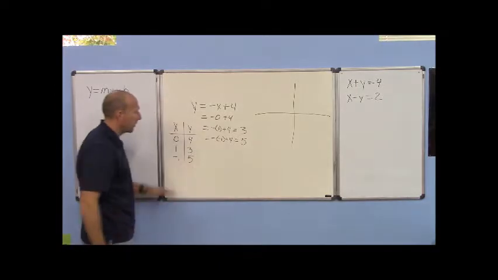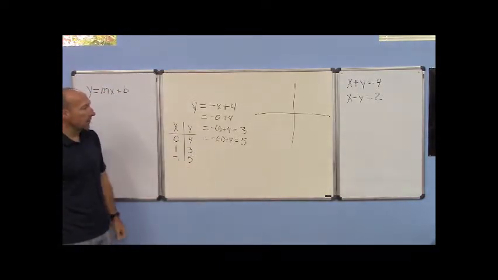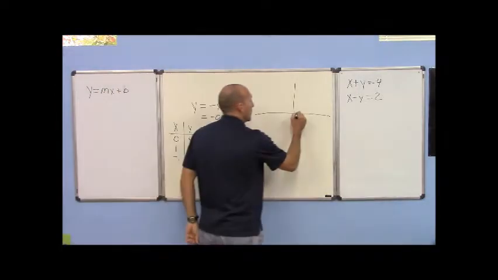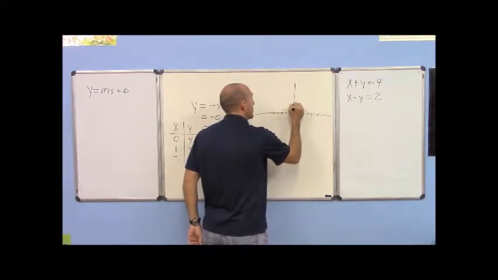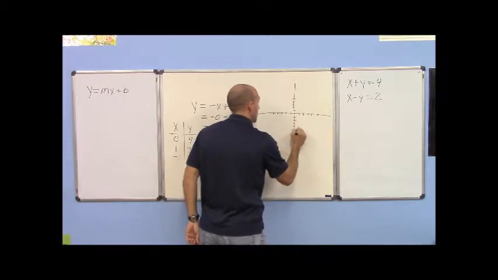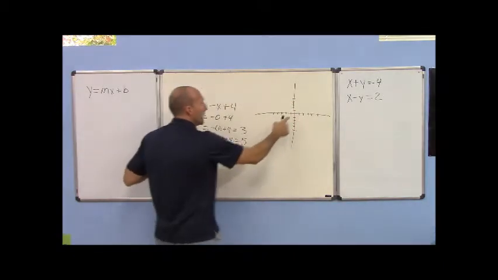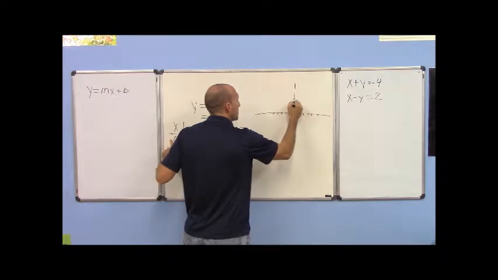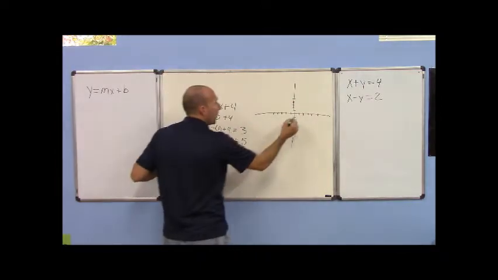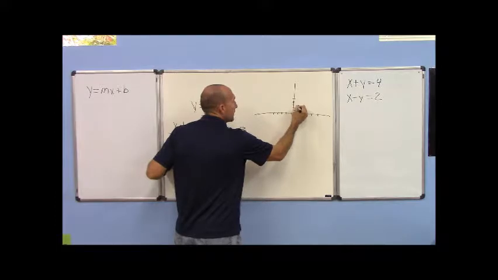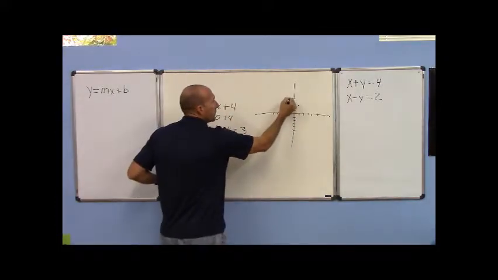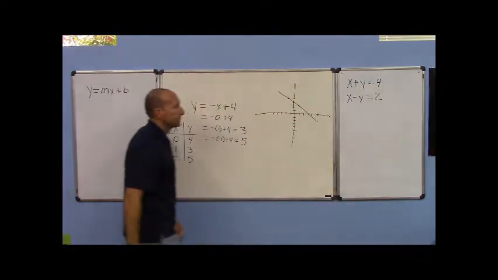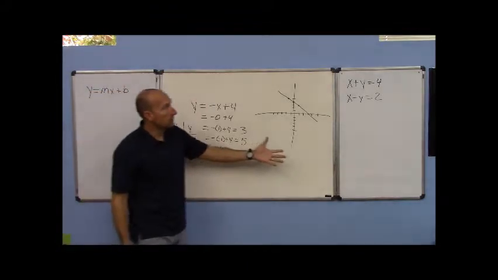So here we found our coordinate points, and we can graph this. 1, 2, 3, 4, 5. So the first one is when x is 0 and y is 4. When x is 1, y is 3. And when x is negative 1, y is 5. And so this is our line going this way. Okay, so that's our first one.